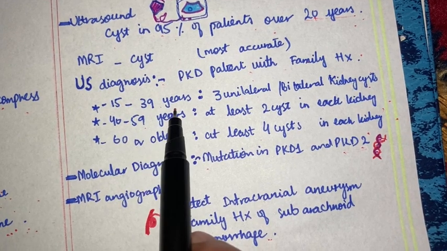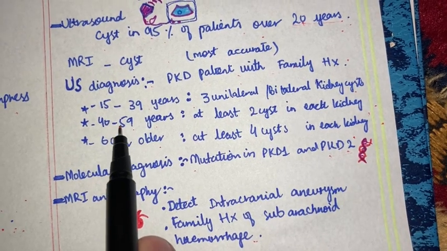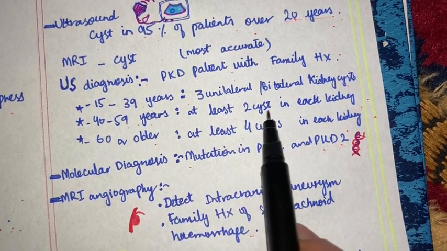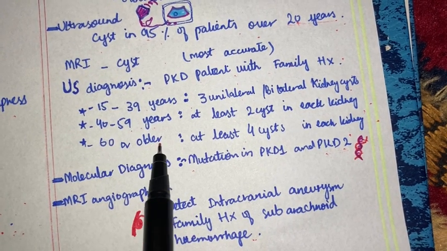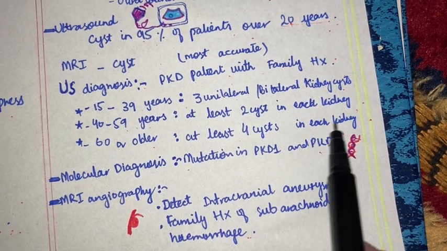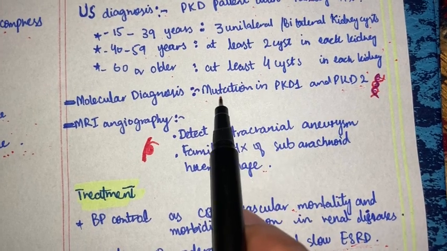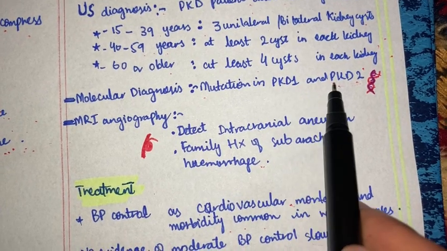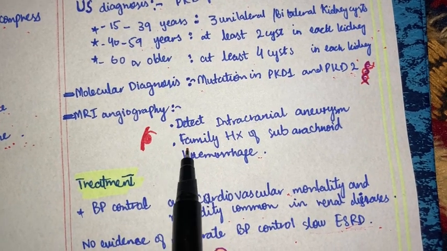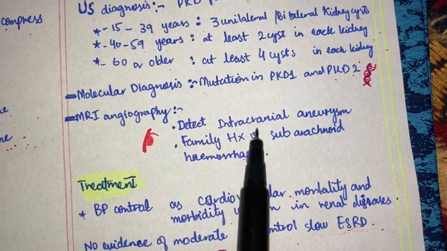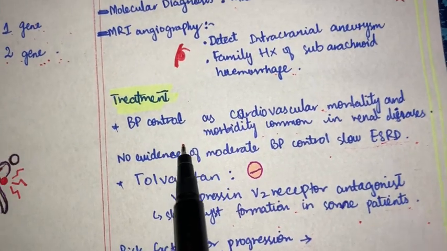If age is between 15 to 39 years, there are 3 unilateral or bilateral kidney cysts. If age is between 40 to 59 years, at least 2 cysts are present in each kidney, and in patients 60 and above, at least 4 cysts will be present in each kidney. Then we can make a molecular diagnosis, and it will show mutation in PKD1 and PKD2 gene. Then we can do MRI angiography in patients with family history of subarachnoid hemorrhage to detect intracranial aneurysm, that will be berry aneurysms.